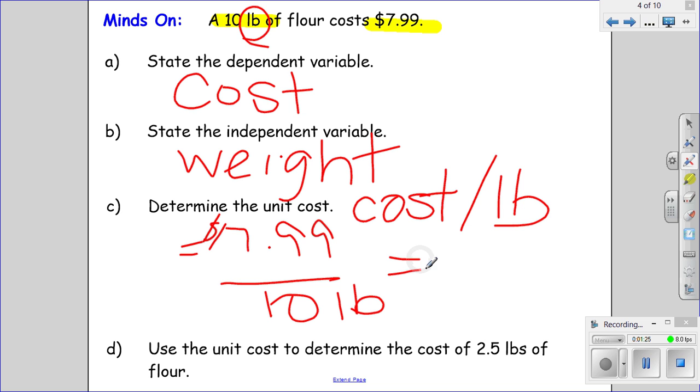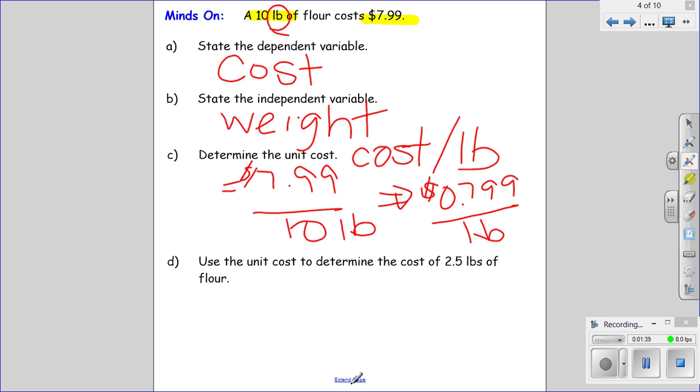I ran out of room there, so we'll do a big exaggerated arrow. The cost is $0.799 per pound. And we can't round it. When you're calculating the cost of something, you have to keep the part cents.